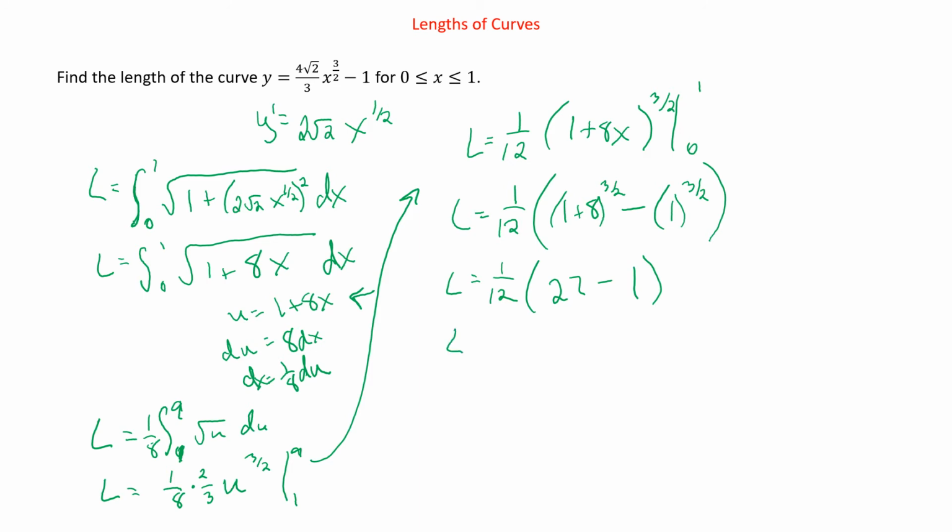Minus 1 to a power is 1. So this is going to give us 26 over 12, which these can both be divided by 2. So we get 13 over 6. And so the length of that curve from 0 to 1 is 13/6.